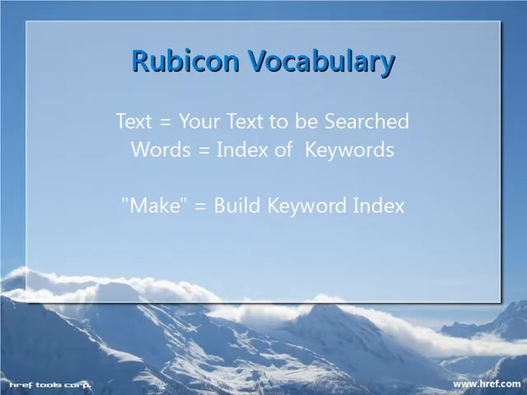There are 3 simple vocabulary words used within Rubicon in a very particular way. Text. Text means the text to be searched. Words means the index of keywords within that text. And make. Make means the process of building the keyword index.